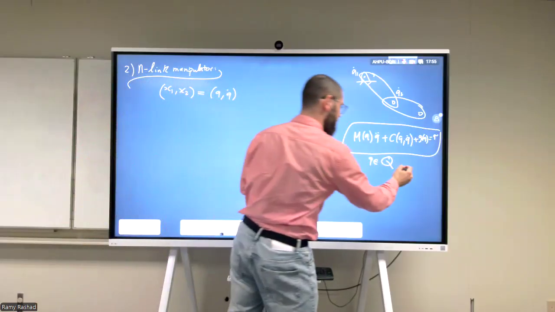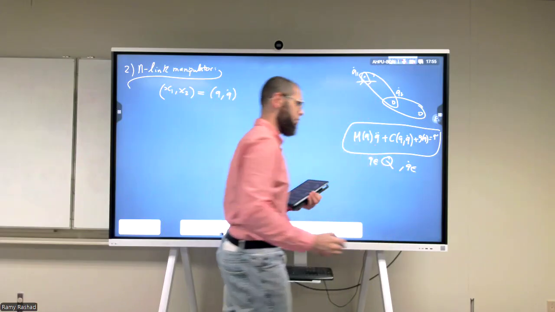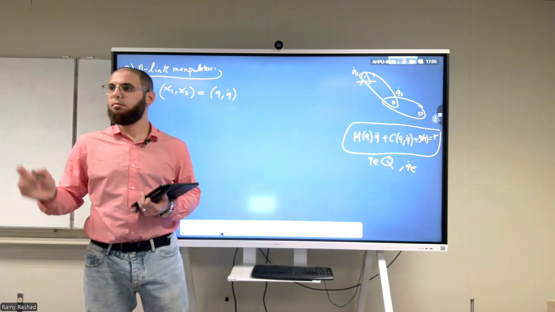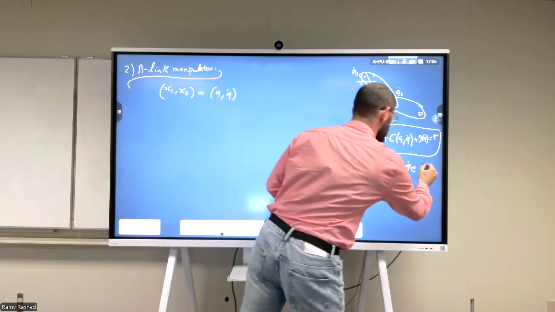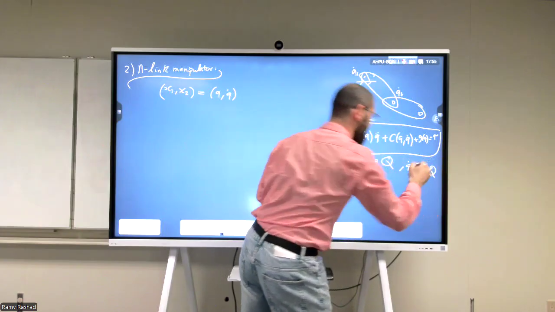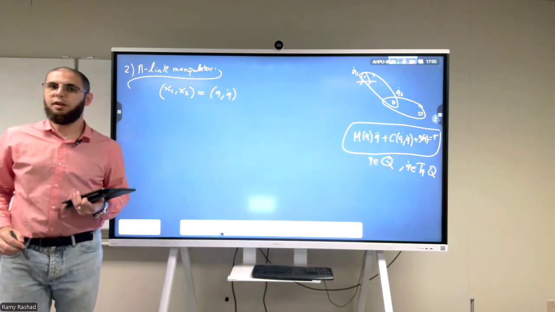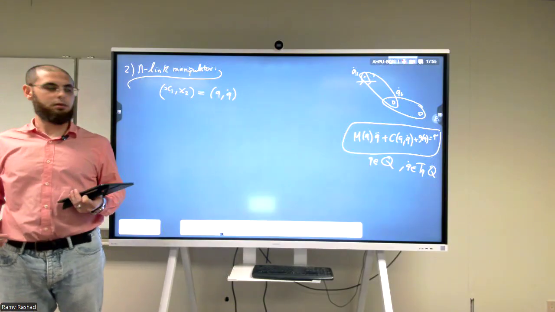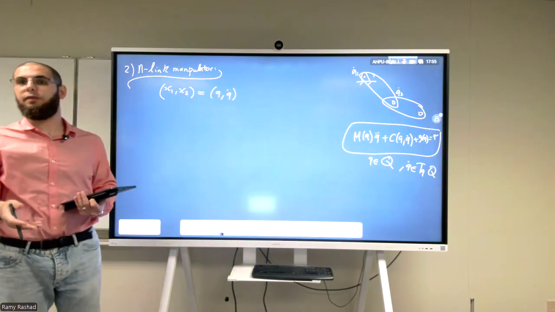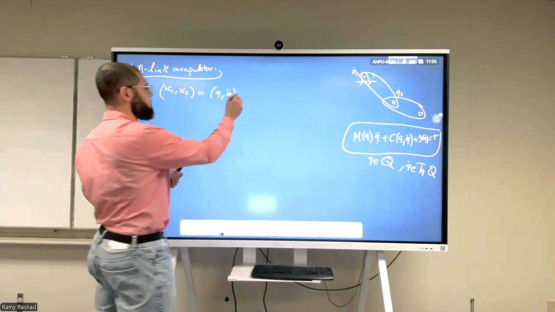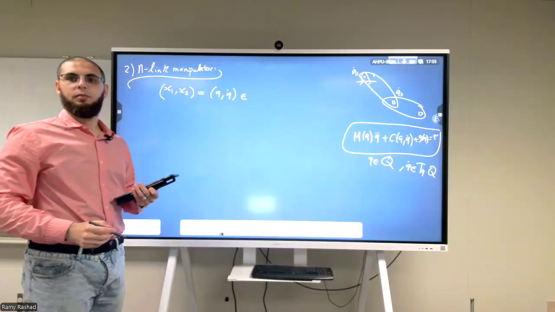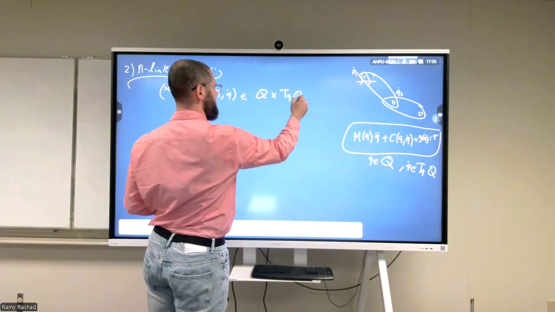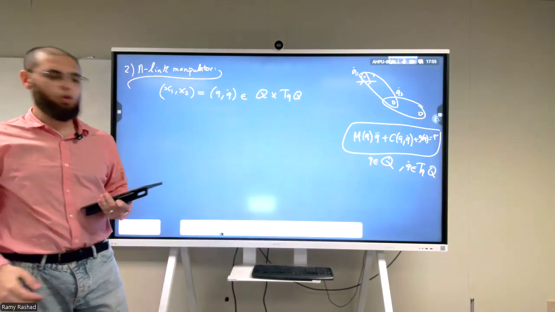Where does Q dot live? What was it called? The tangent space of capital Q at the point Q. If capital Q is a manifold, then Q dot lives in the tangent space. So where do Q and Q dot both live? Have you ever seen something like this? Does this make sense? No, it's completely wrong.